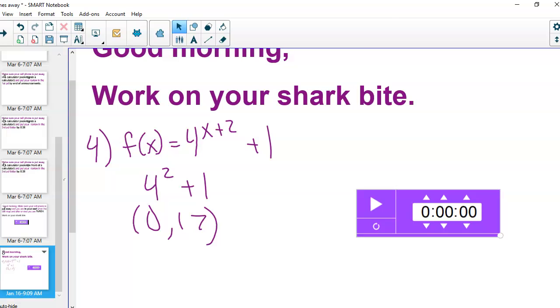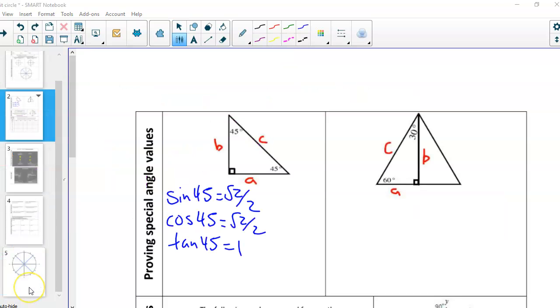Okay, that's what it is. So we worked out this triangle so that we could get these 3 values. We're going to do the same thing with this other triangle. John, do you have this?